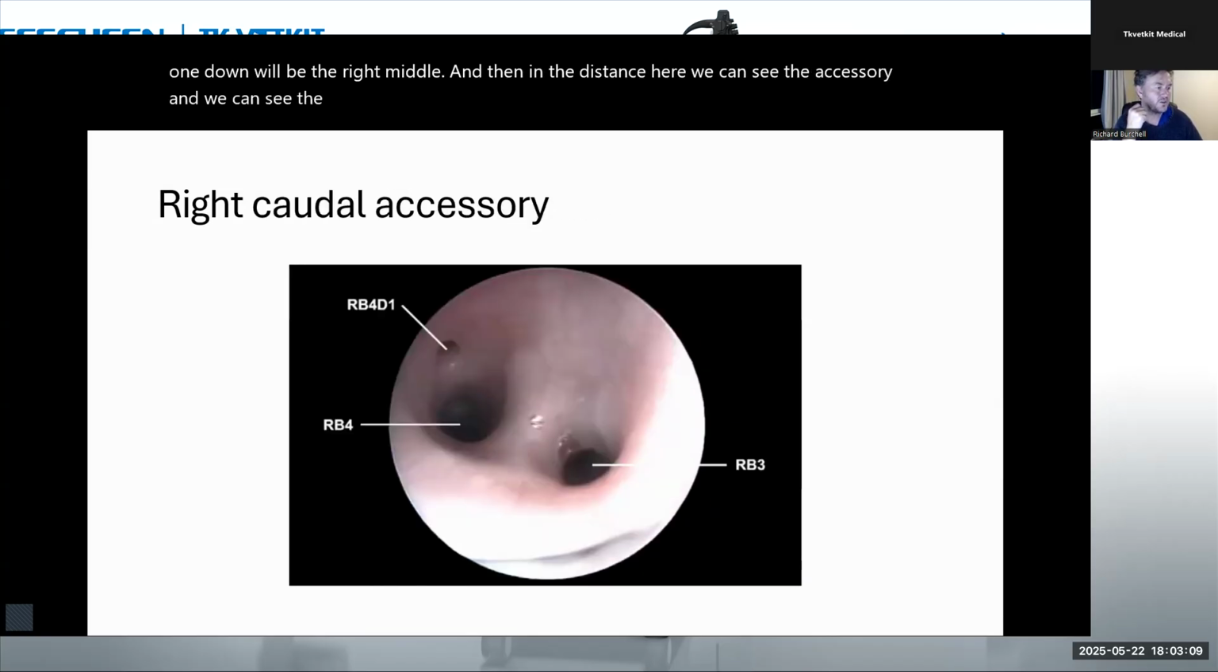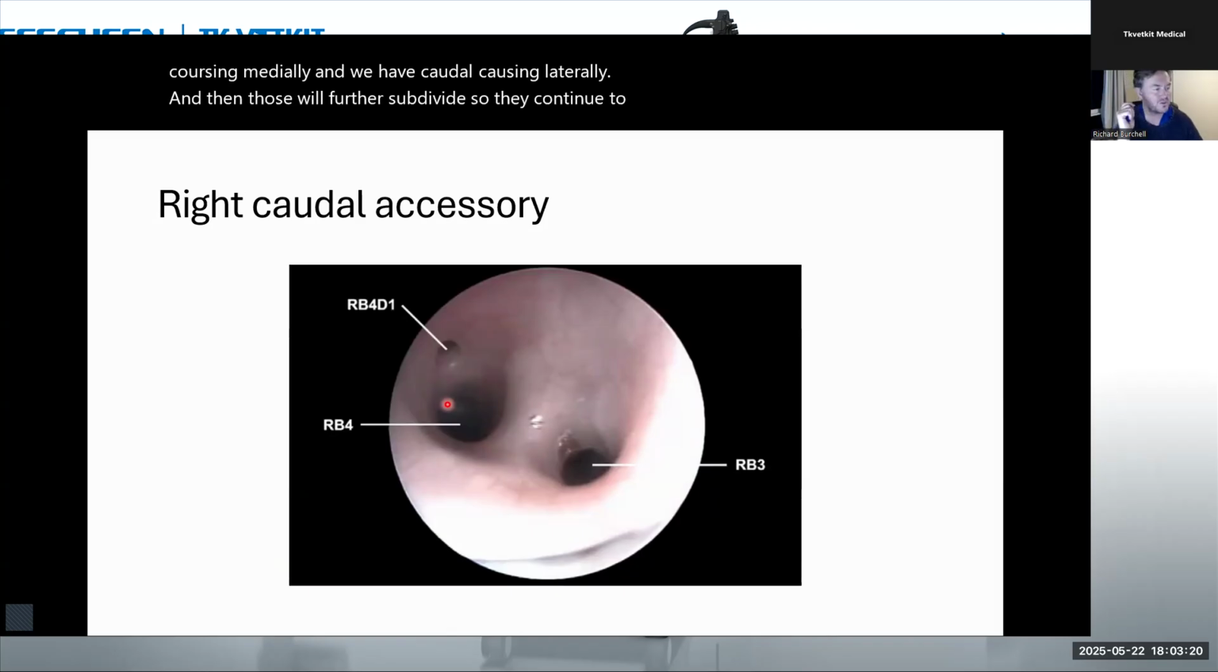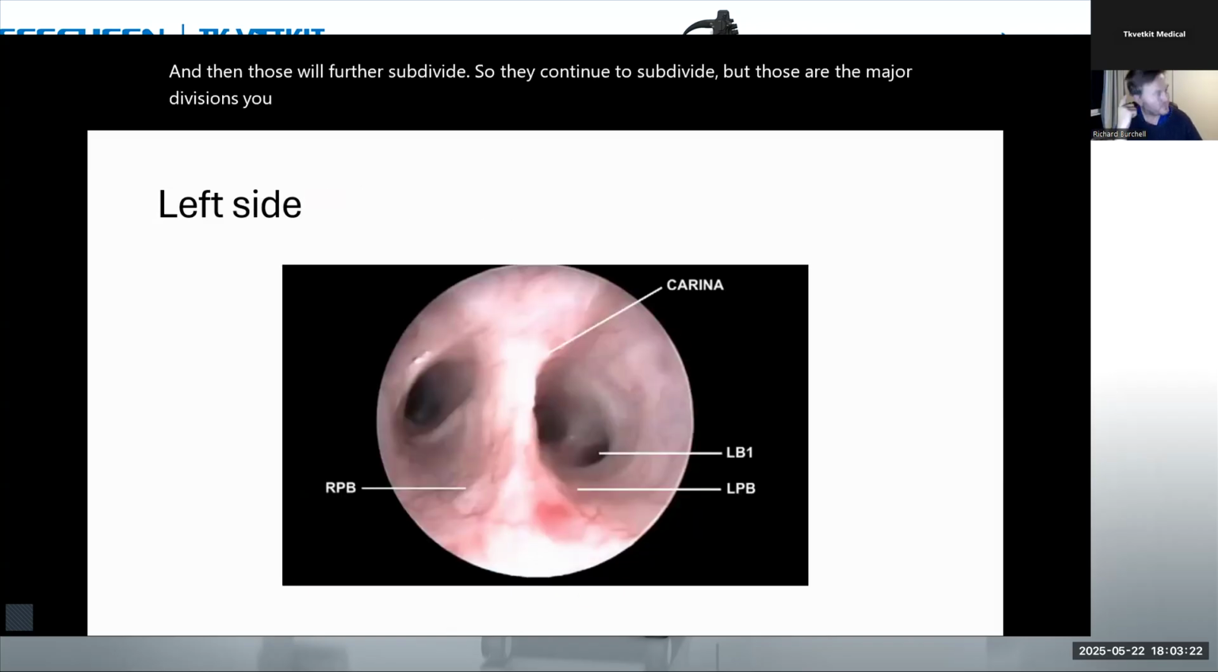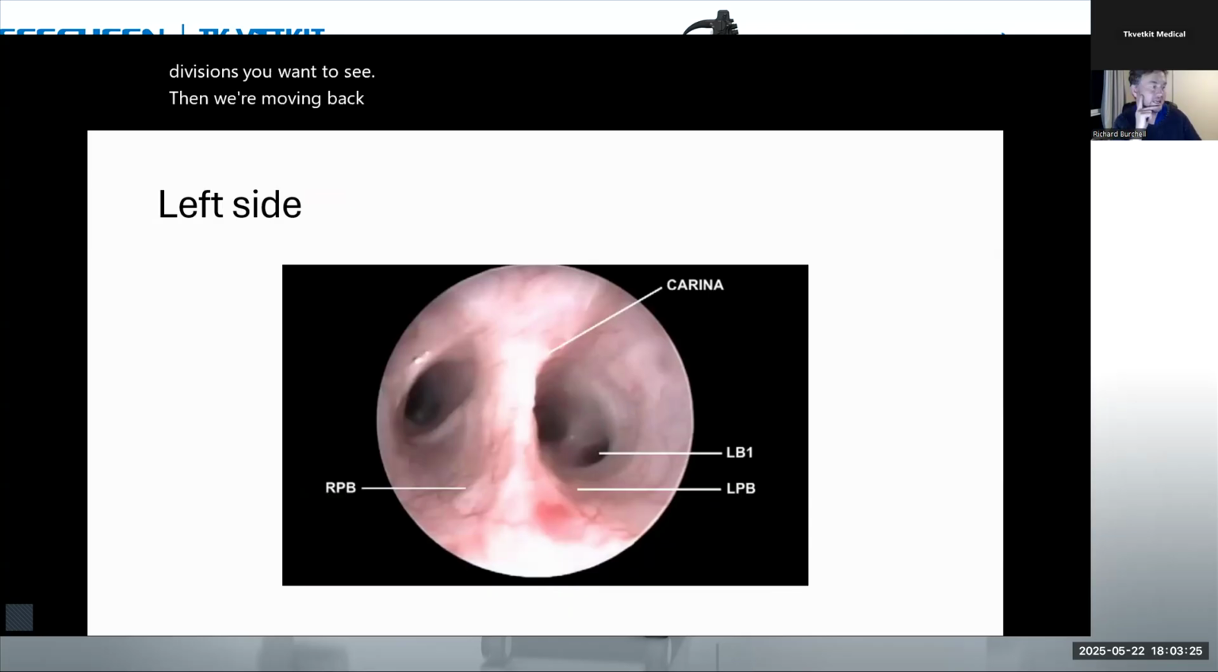And if we have a closer up view of that, we have accessory coursing medially and we have caudal coursing laterally. And then those will further subdivide. So they continue to subdivide, but those are the major divisions you want to see. Then we're moving back to the carina. So now we have the left-hand side.